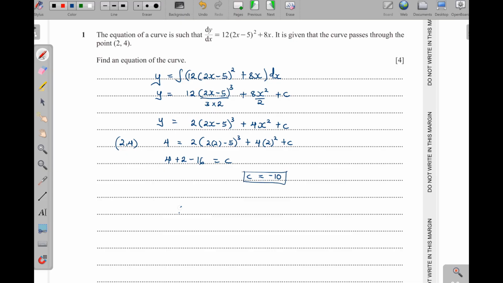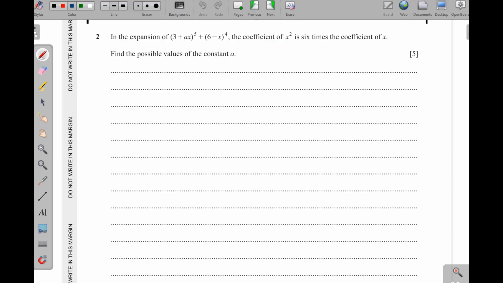So the equation of the curve is y equals 2 into (2x minus 5) cubed, plus 4x squared minus 10. As simple as that. Question 2 is coming from binomial expansions.